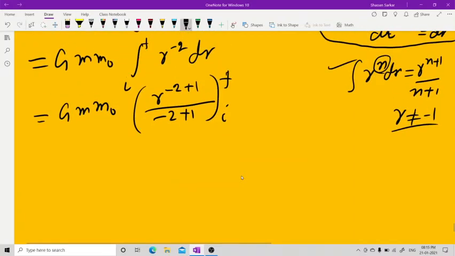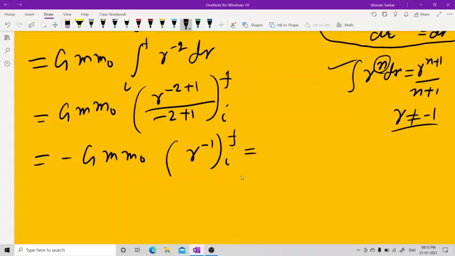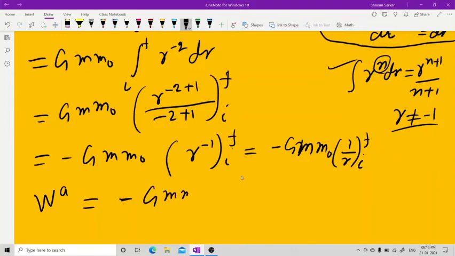So what I'll get is minus G M m naught times 1 upon, this is r to the power minus 1, initial to final, which can be written as minus G M m naught times 1 upon r, initial to final. Our work applied comes out to be minus G M m naught, 1 upon r final, the upper limit, minus the lower limit.